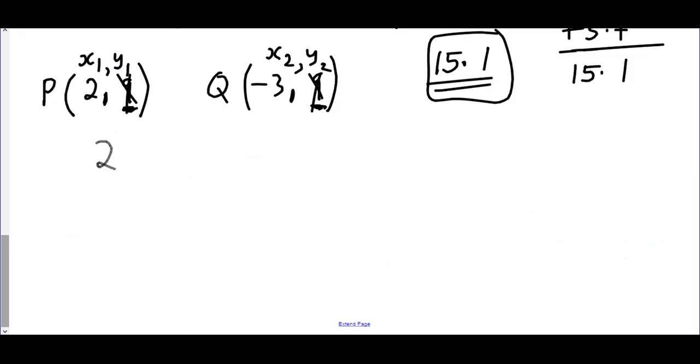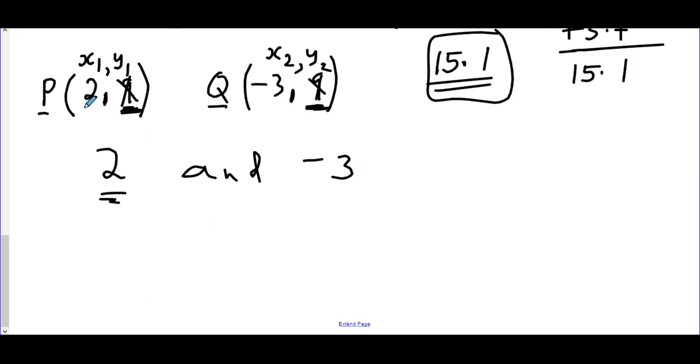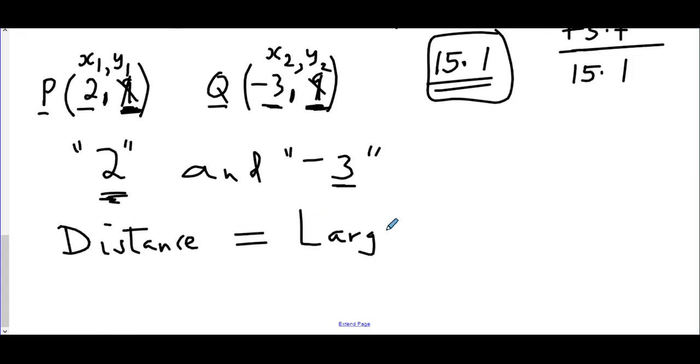I'm gonna repeat this part, because it's very, very important. If the question is to find the distance between P and Q, you can see that here, the values of Y are the same. Since the values of Y are the same, you're gonna use the values of X, and you cross out these values of Y. Then you end up with 2 and -3. Which number is bigger? You find that 2 is bigger than -3. Therefore, the distance will be equal to the large number minus the small number. In this case, the large number is 2, minus the smaller number, which is -3.